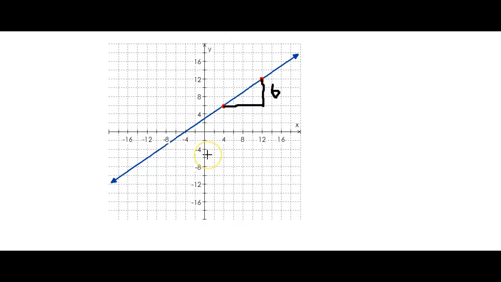And I'm going to do the same thing on my horizontal axis, right? I'm starting at 4, but my next point goes over to 12. So since each tick mark is representing 2 units, then I'm really going 2, 4, 6, 8. So I'm really going over 8 units, right? And that's my run. So I've got all the information I need to calculate my slope.